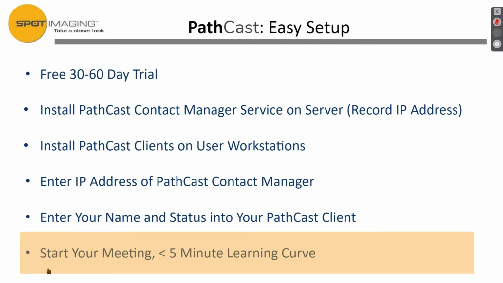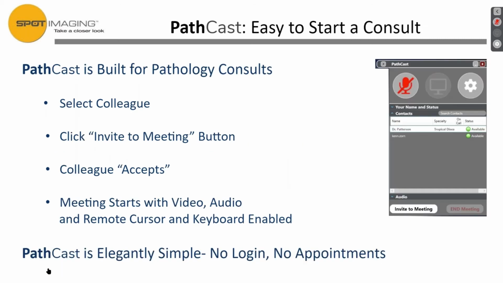And it's so simple and elegant to use. It takes probably less than 5 minutes to really understand how to use it. There's not a lot to learn there. So the other thing is PathCast is easy to start a consult. Basically, you're provided with a contact list. So whatever everybody else puts in as their name, as well as their specialty or their department, you can see them in the list. So all you have to do is really click on their name, hit the invite to a meeting button down at the bottom.